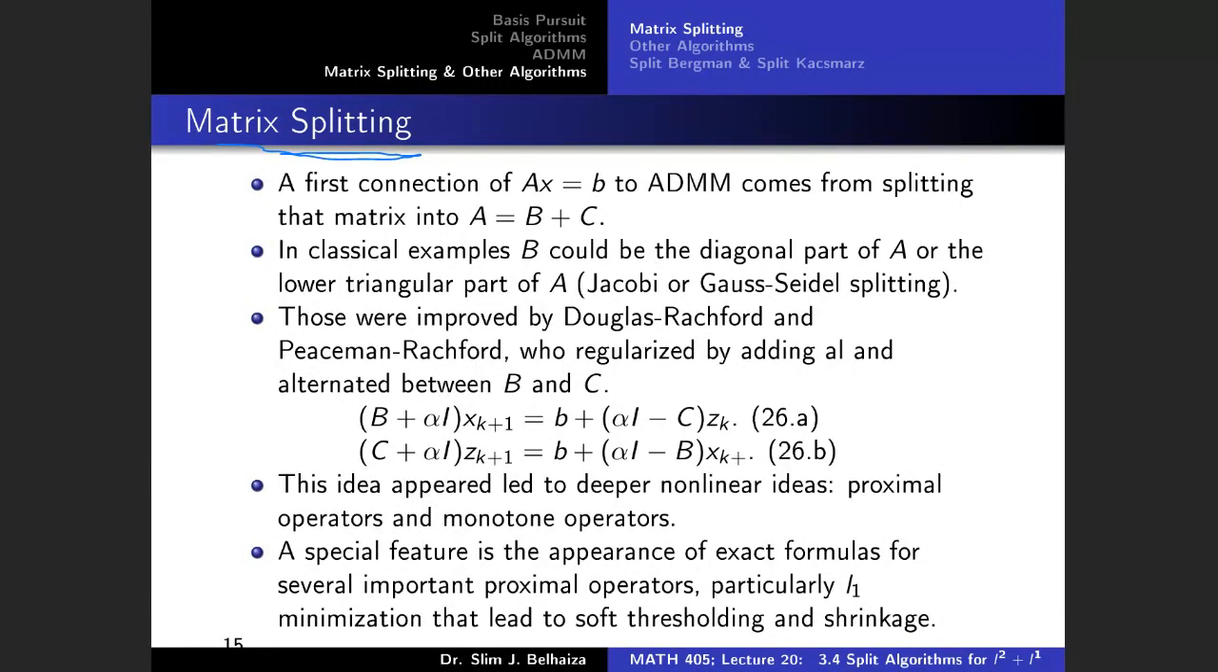In fact, the idea is the splitting in matrix. The first connection of AX equals B to the ADMM comes from the splitting of that matrix into A equals B plus C. In our case, if you remember, we were willing to split A, and the homework was the splitting of the matrix into S plus T, right? In classical examples, as in the example we've seen in class, we could use the diagonal part of A, as I did. And I've shown you last part that if you use the diagonal part in the homework exercise, it's not good because it cycles. Okay?